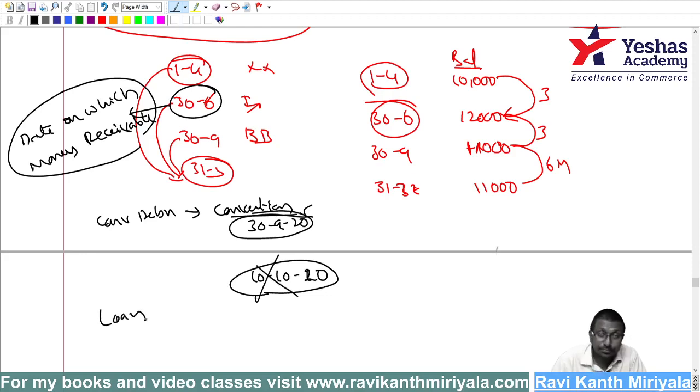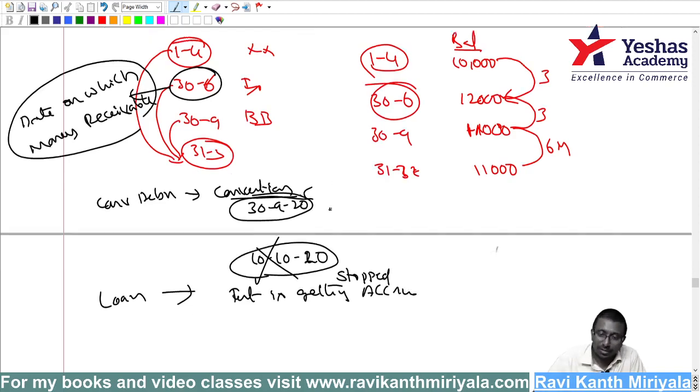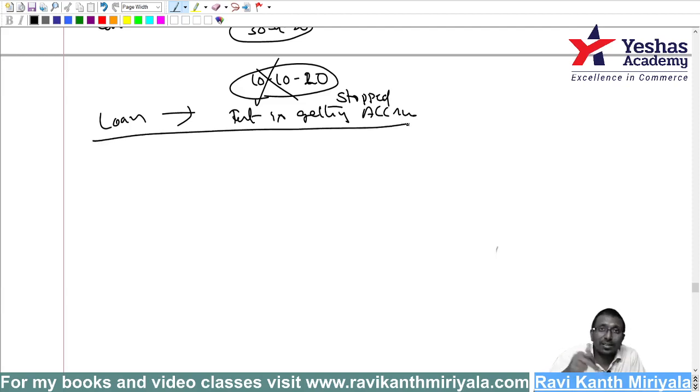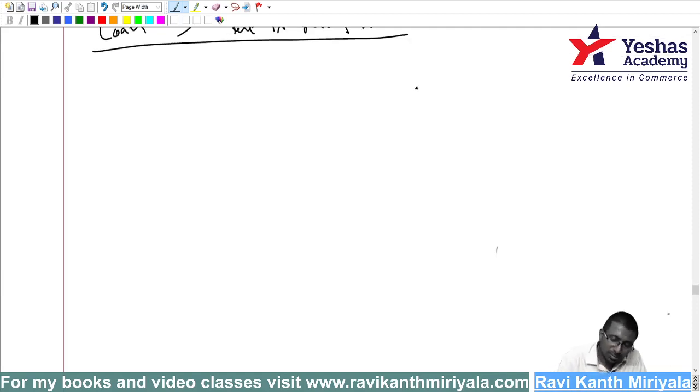Sir, in lieu of a loan, if we are not able to pay the loan money and we convert it into equity shares, which date should I take? When interest stops accruing. From the day onwards I am not getting interest, that means it has become equity shares. From that date onwards, equity shares are issued, and that is the assumption you are supposed to follow. Got it? Next.